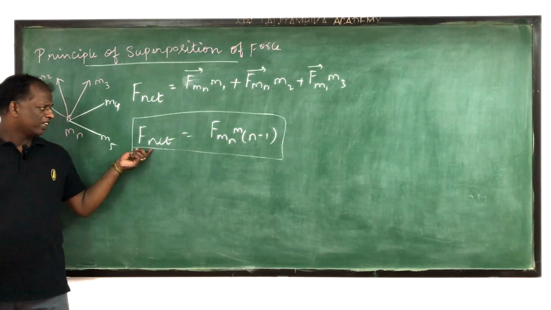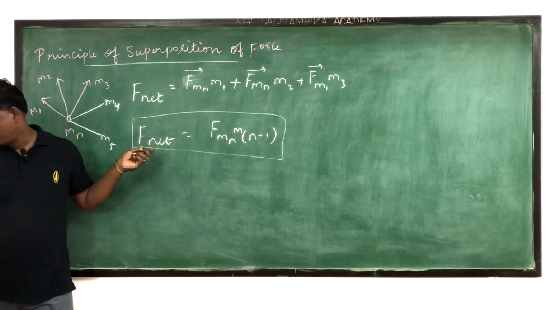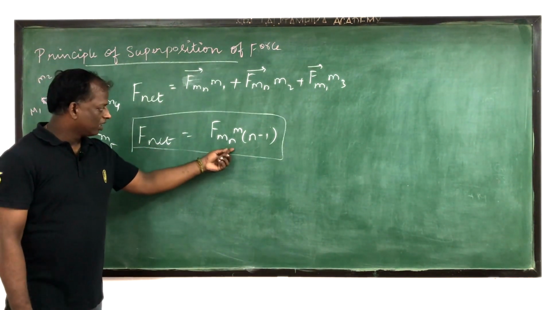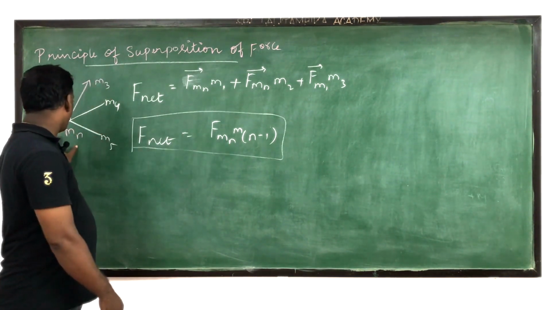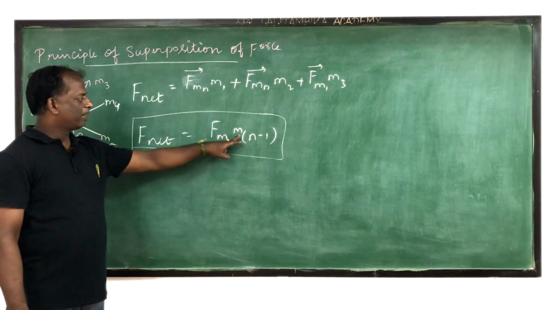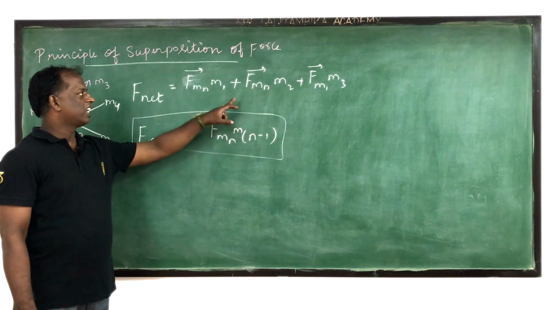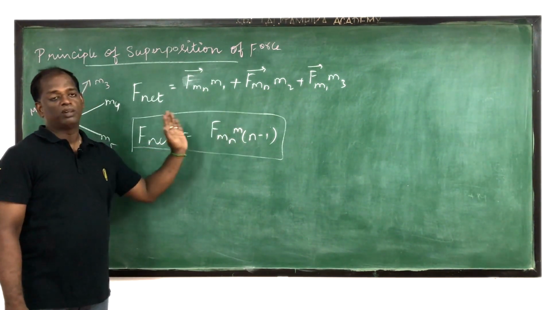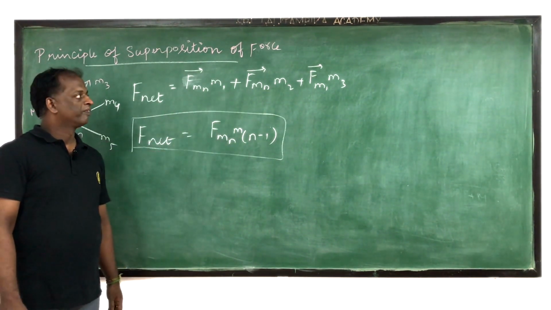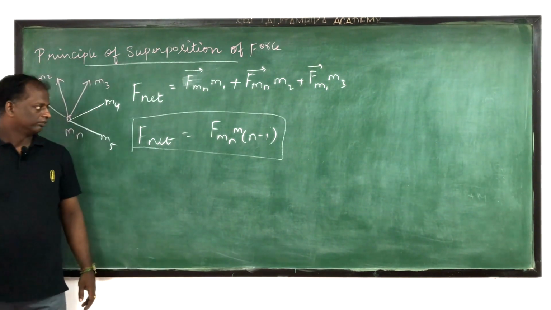So general formula F net is equal to sum of Fn. Mn இங்க ஆரிஜின்ல இருக்குது, Mn. M நம்ம என்ன சொல்லலாம், n minus 1. When n is 3, 3 minus 1. அது மாதிரி நம்ம மைனஸ் பண்ணிக்கிட்டே போகலாம். So that is what they are stating.